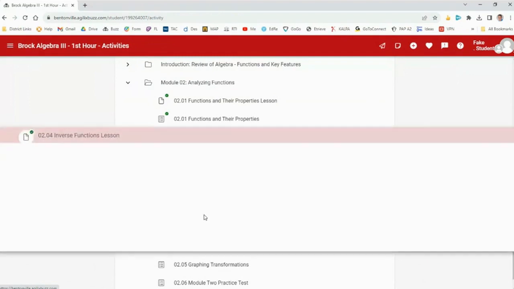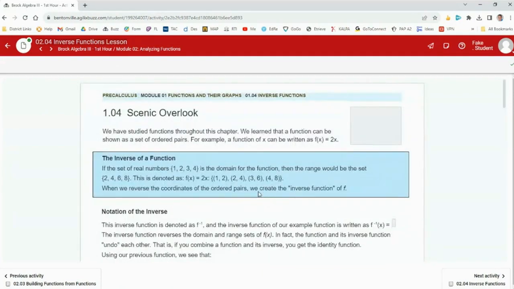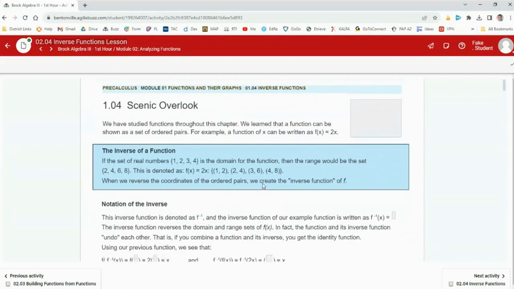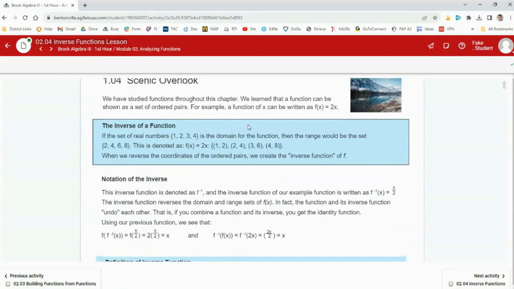Inverse functions. All right, you may remember inverse functions from Algebra 2. You may not. So let's see. A function is shown as a set of ordered pairs. A function of x can be written as f of x equals 2x. But what does that look like if we have points? So if we've got 1, 2, 3, 4 as the domain, the x's, and the range would be 2, 4, 6, 8 because the function is f of x equals 2x. So 2 times the x.